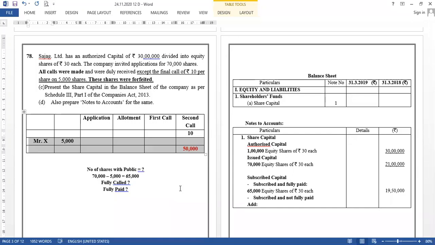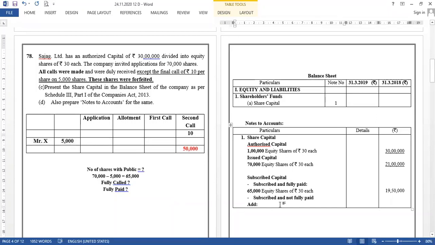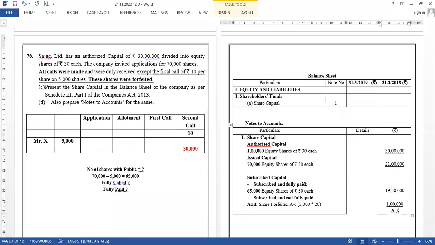Share forfeited. Because it has been told that the shares are forfeited, right? So I simply need to add over there share forfeited account. Okay. Now tell me how much amount has been paid by Mr. X. 5,000 shares. Unpaid is 10. So paid must be 20. That's good. So 5,000 into 20 is going to be rupees 1 lakh. Okay, to get the total now, amount will be 20 lakh 50,000.